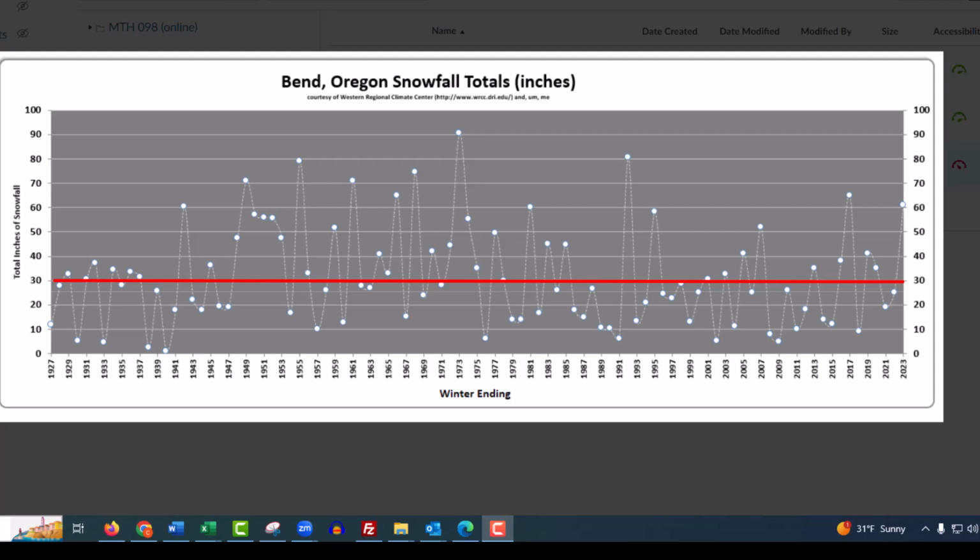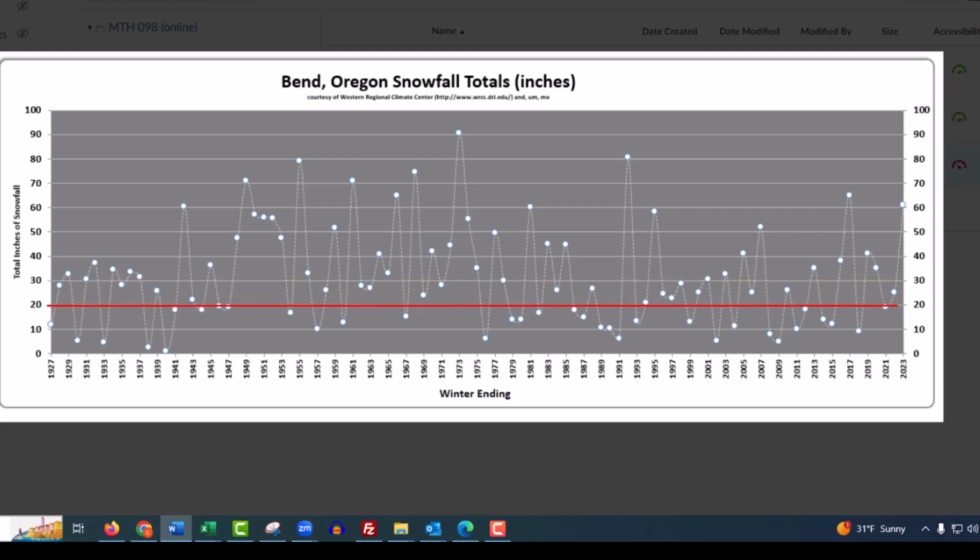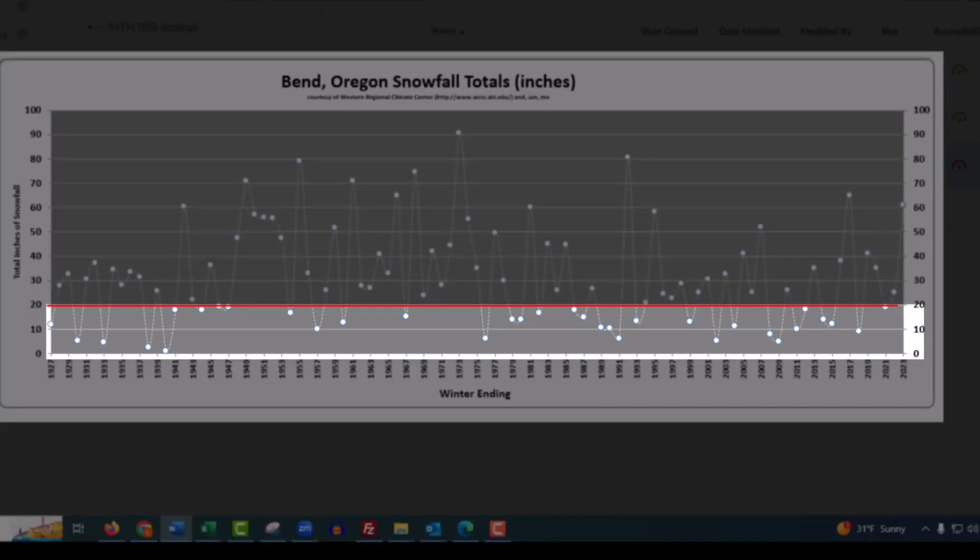Now, the next question I have is what percent have more than 20 inches of snow? Now, I'm going to do this one a little bit differently. I got lost kind of counting that last time. I'm going to move the line down to 20. Now, instead of counting the ones above 20, I'm going to count the ones below and then take that away from the 97 years.